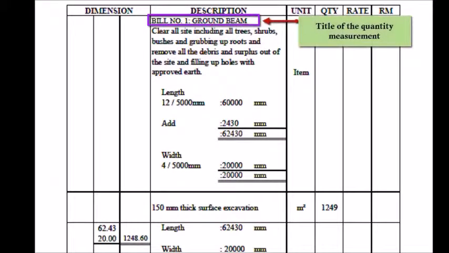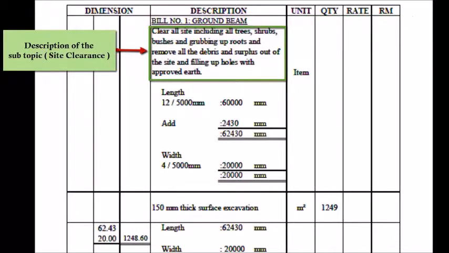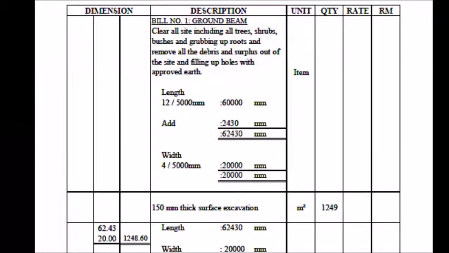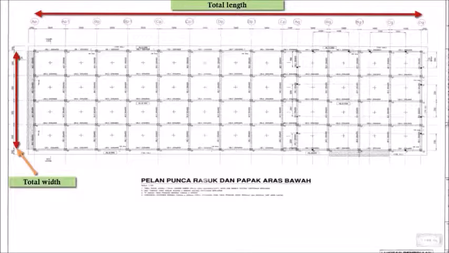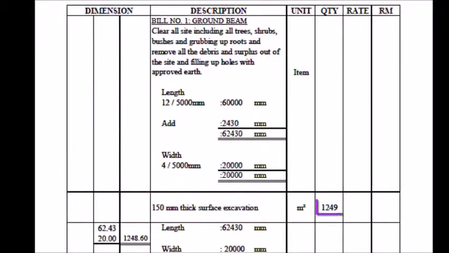First, always remember to write down the title. Next, below the title we must write the description of the subtopic that we are about to calculate. Then, look at the ground floor key plan in order to view the size of the site clearance to find the total area. Here, we get the total length and multiply it with the total width to get the total area. The total area we get from the calculation will be 1,249 meters square.